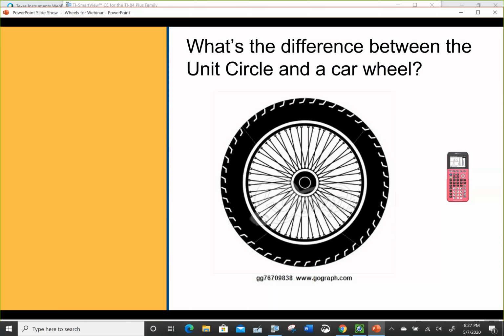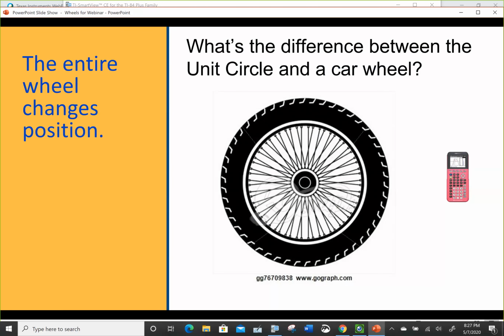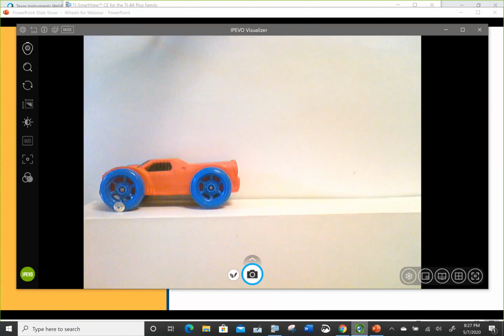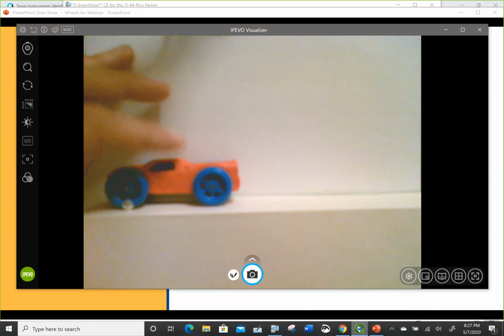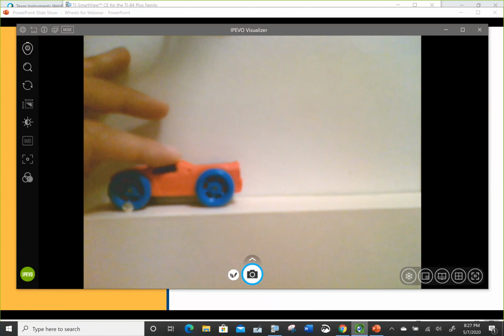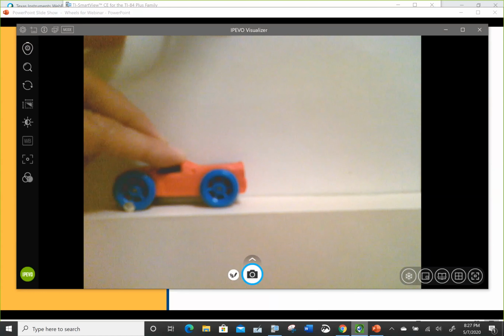It also was a great introduction to this one, because if you think about a car wheel, the entire wheel changes position. Let me show you what I mean. I'm going to move this to a document camera. I've got a little toy car here with a sequin attached to one of the car wheels. Watch what happens as this car moves.